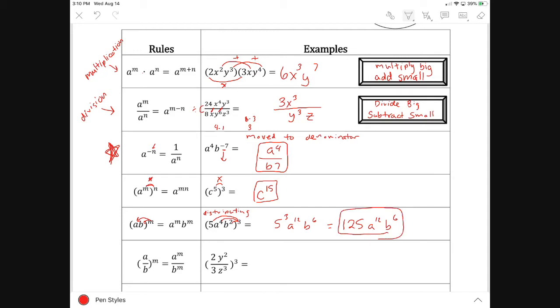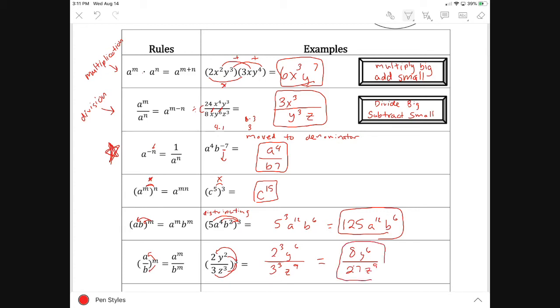Okay, our next rule. It's going to be the same thing, but we have a fraction. So that means that we have a to the m over b to the m. So we're still distributing, but we have to distribute to the top and the bottom. So on this one, we've got 2 to the 3rd, y to the 2 times 3, 3 to the 3rd, and z times 3 to the 3. So you get 2 to the 3rd, y to the 6th, 3 to the 3rd, z to the 9th. Then that equals y to the 6th over 27z to the 9th.